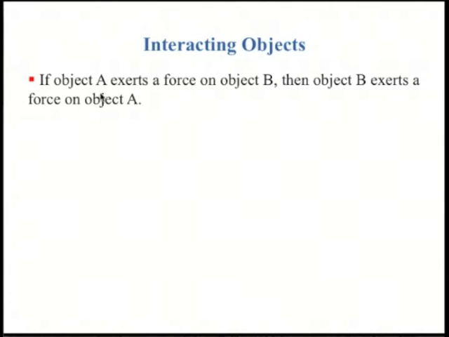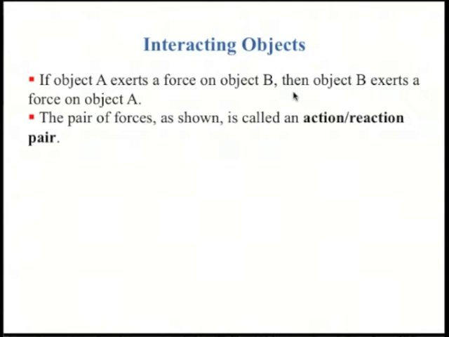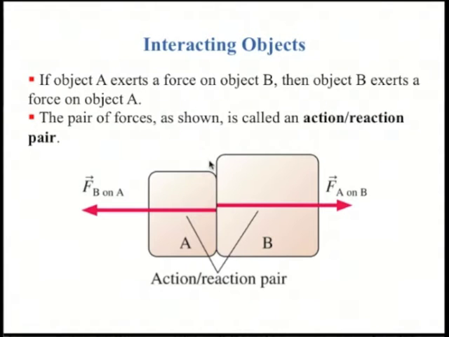Example: object A exerts a force on object B, then object B exerts a force on object A. And this pair of forces is called an action-reaction pair. Here's object A, here's object B. Here's force A on B, this vector. Here is force B on A, this vector.